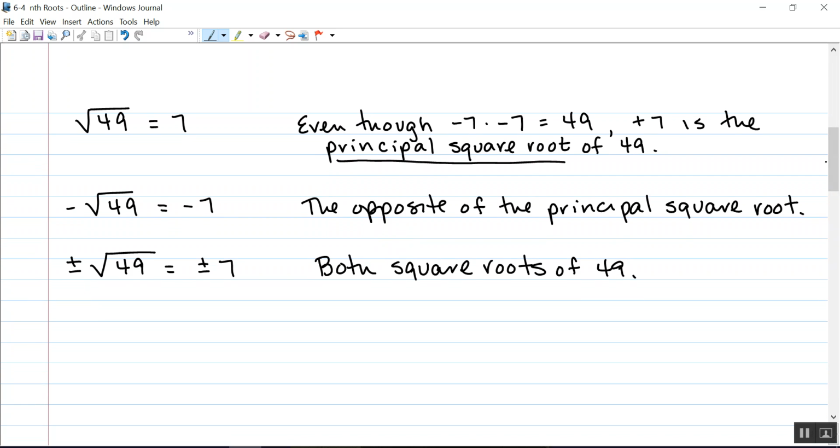So a little bit of notation here. You're very familiar with square roots. So we can say that the square root of 49 is 7. But even though negative 7 times negative 7 equals 49, positive 7 is what we call the principal square root of 49. So when we say square root of 49, we're only talking about 7, not negative 7. If we put a negative in front of the square root sign, so negative square root of 49, that equals negative 7. And we say that that is the opposite of the principal square root. And if you want to talk about both numbers, then you put this little plus or minus sign in front of it. So plus or minus the square root of 49 is plus or minus, or positive or negative, 7. And that gives us both of the square roots of 49.